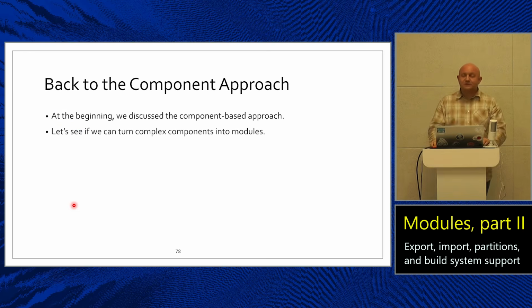At the very beginning of this lecture, in part one, we talked about the component-based approach, how each component should consist of a source file and a matching header, and how they define clear boundaries and consistent interfaces. Now that we understand modules, let's see if we can bring that same structure forward, take our old complex components and express them directly as modules. Can we keep all the advantages, clear interfaces and isolated dependencies, and still gain the benefits of the new modular system?